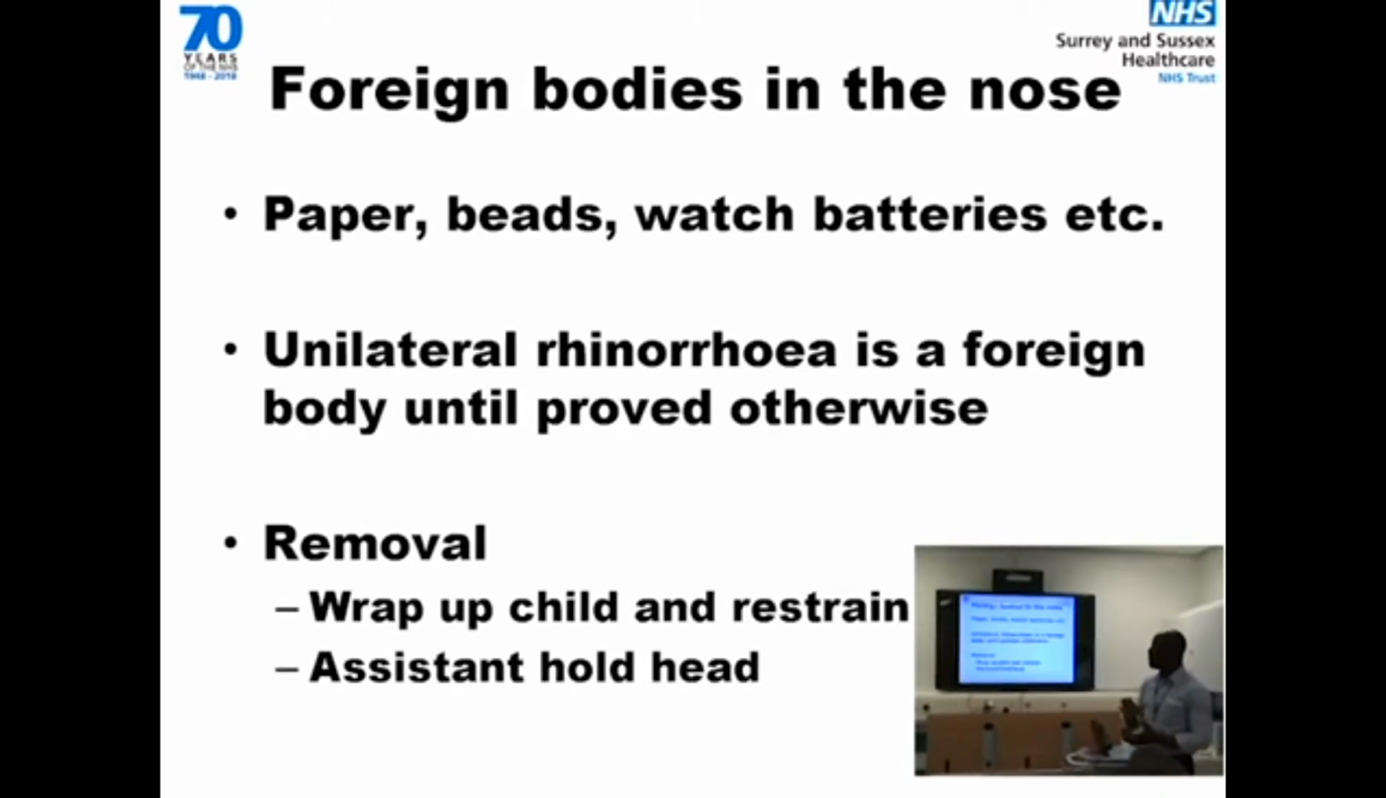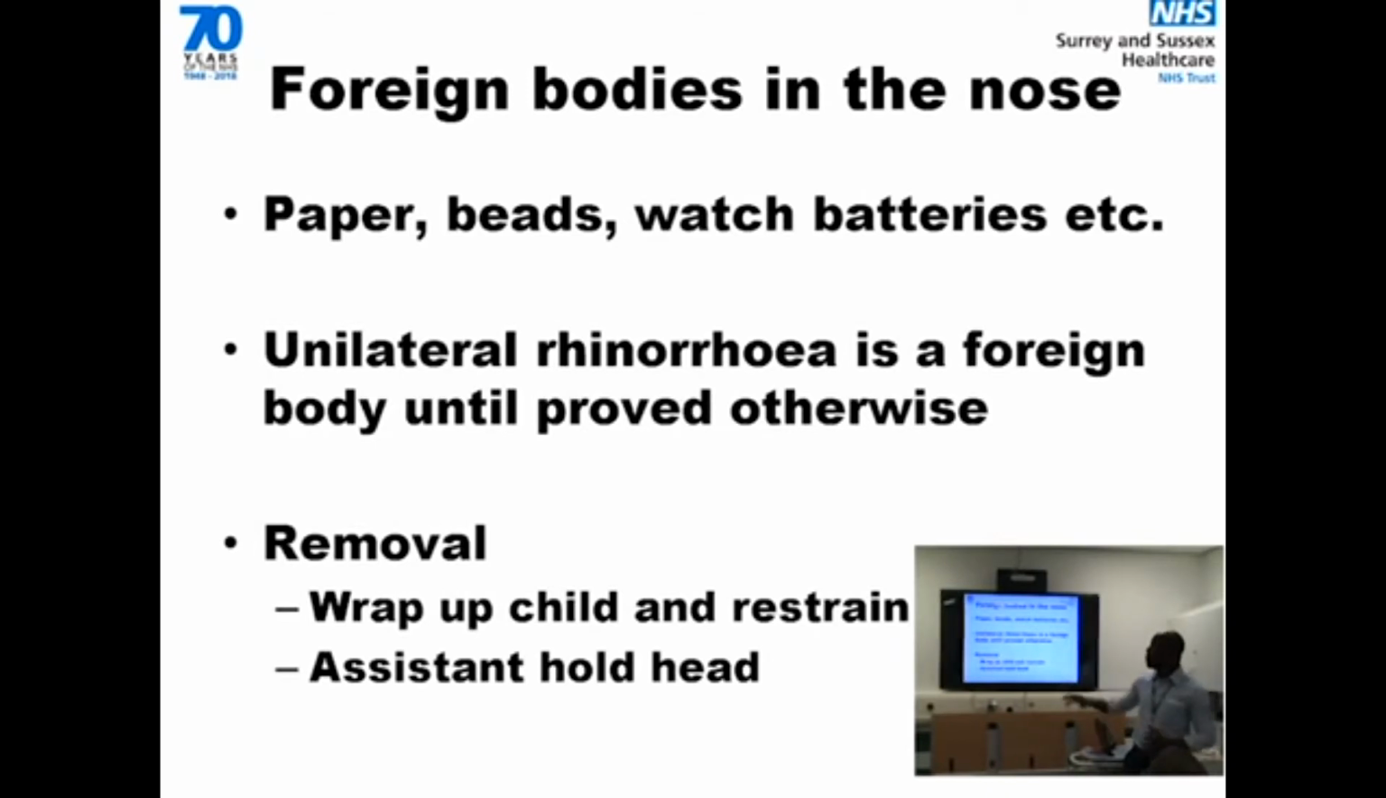Now, it's important to understand that whenever you see a unilateral discharge in a child that has persisted for days, it is a foreign body until proven otherwise. Because generally, we don't see unilateral discharge. Even if it's a flu, it doesn't always just come as a unilateral. So, when you see a smelly discharge unilaterally in a child, it's a foreign body. So, it's very important to look into the nose and also take a look.